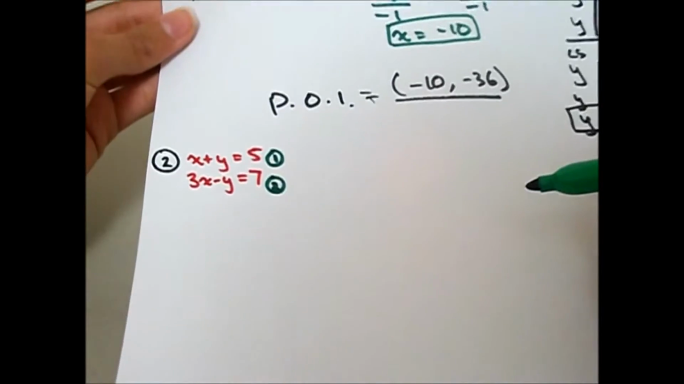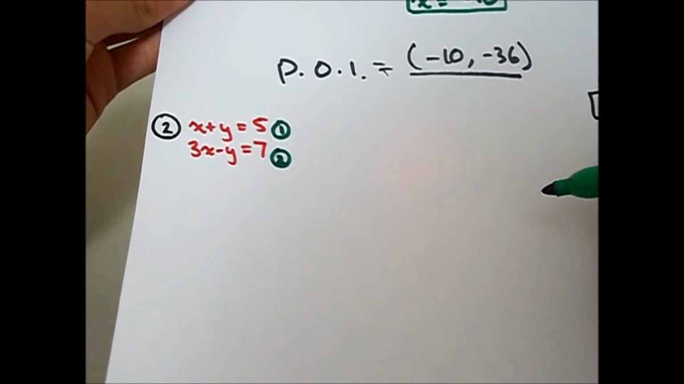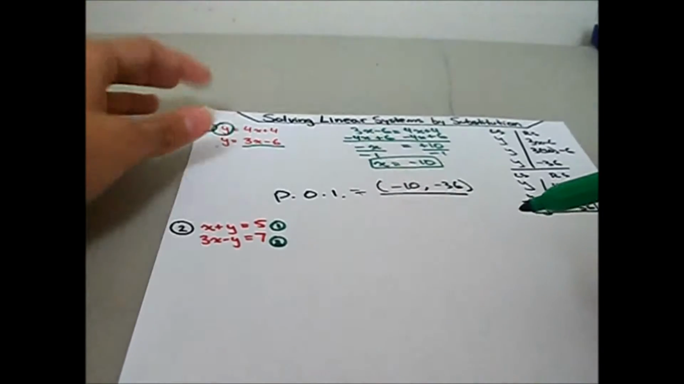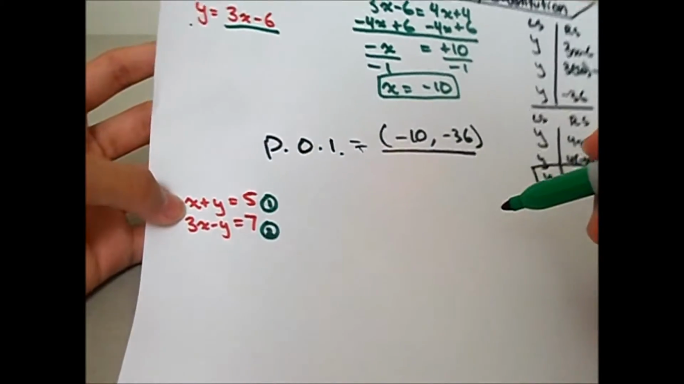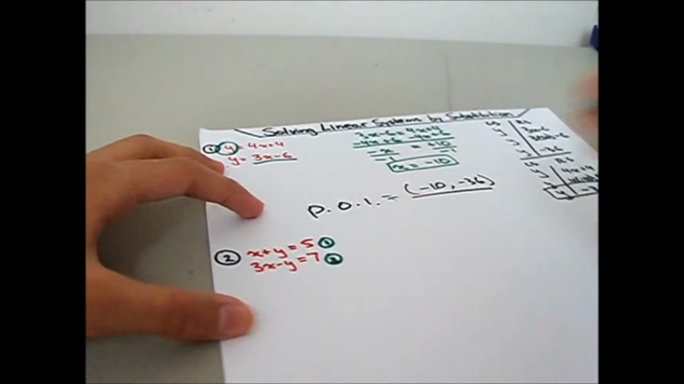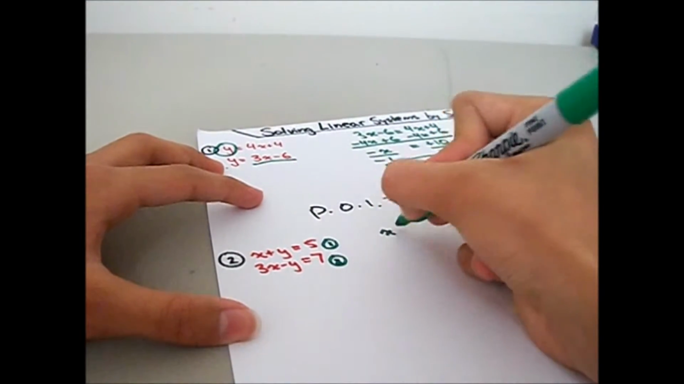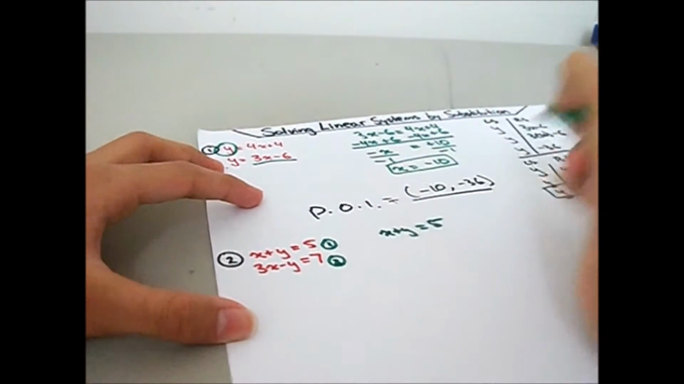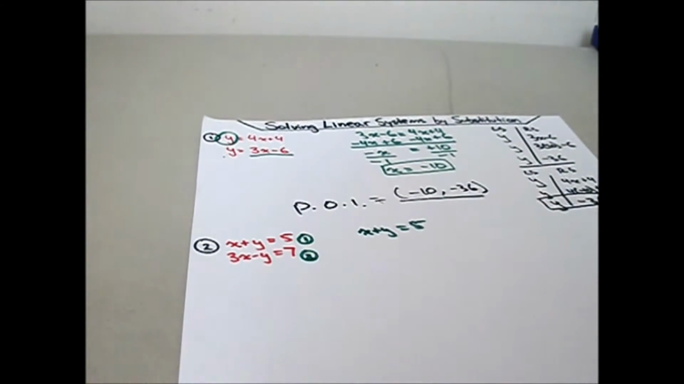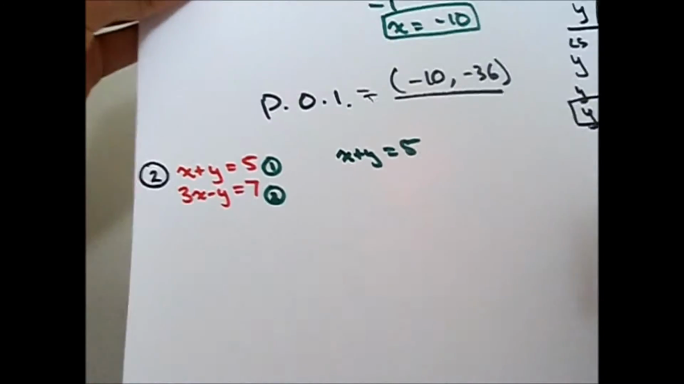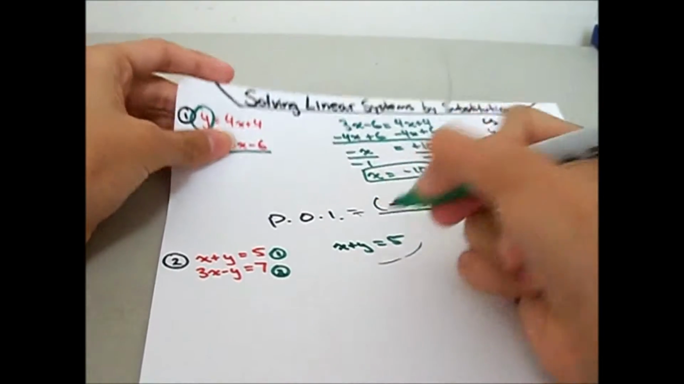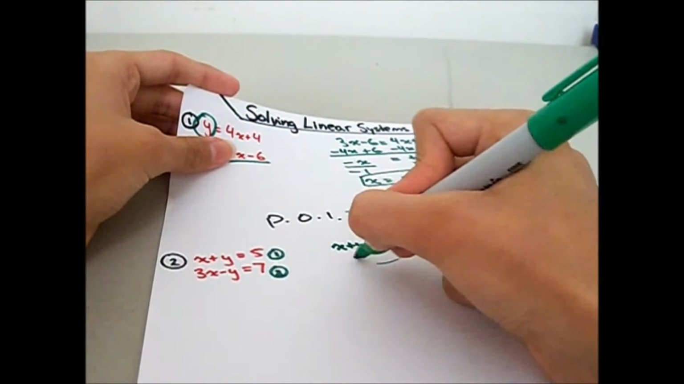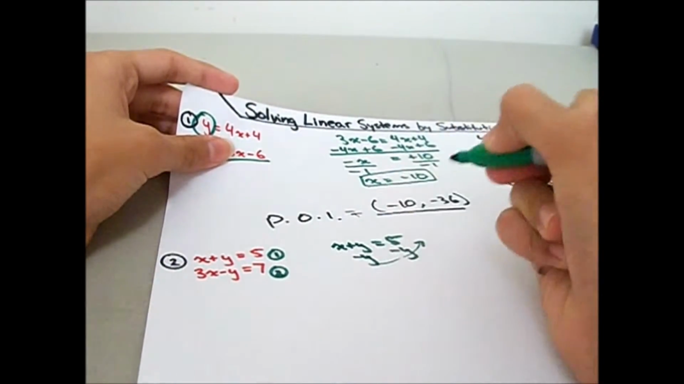So we have two equations again, x plus y equals 5 and 3x minus y equals 7. So we're going to rearrange the variable for one of these. I'm going to go with the easier one, or it looks like the easier one, x plus y equals 5. So I'm going to write it here. And suppose I want to rearrange for x. So if I want to rearrange for x, I'm just going to take y to the other side. So subtract y from both sides.